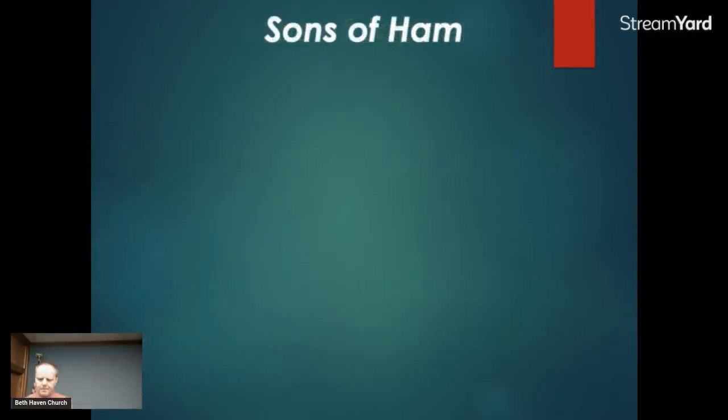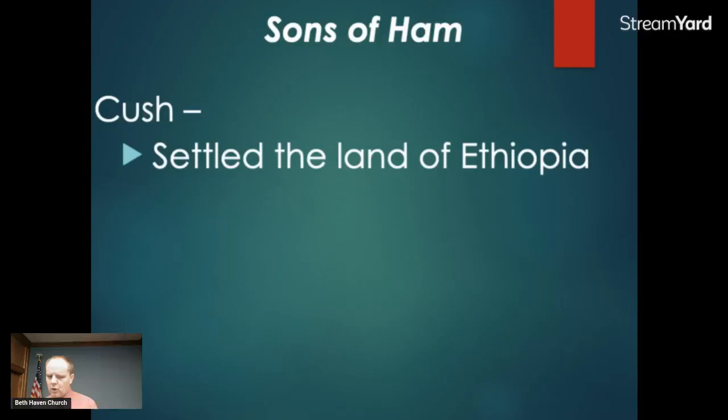Sons of Ham. First, we have Cush. Cush settled the land of Ethiopia. Now, Nimrod will be discussed in chapter 11. That would be next week, dealing with Nimrod. I love the fact that he's supposed to be the smartest, greatest man, and now when you call somebody a Nimrod, it's actually an idiot or something like that.